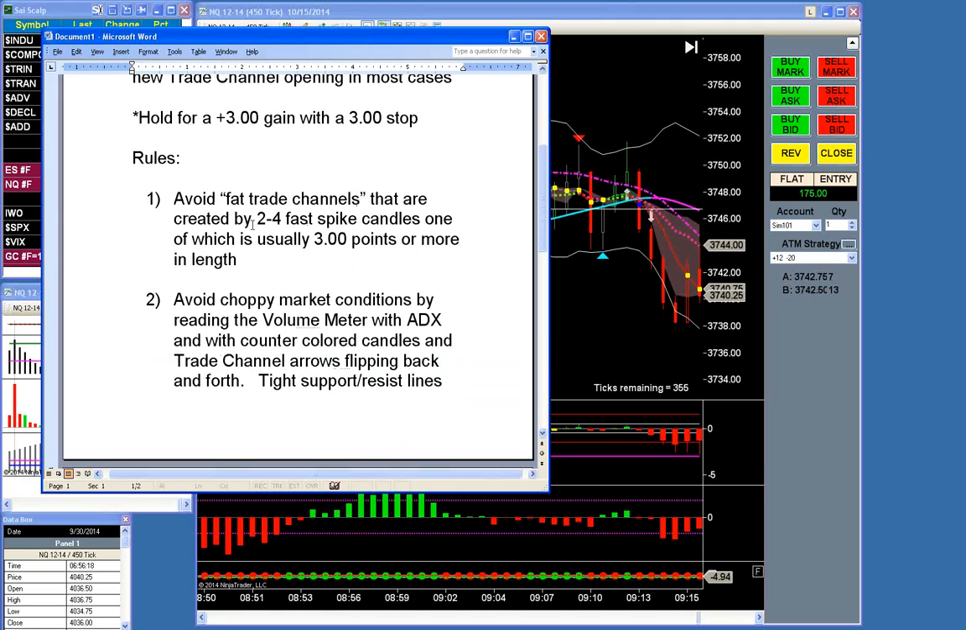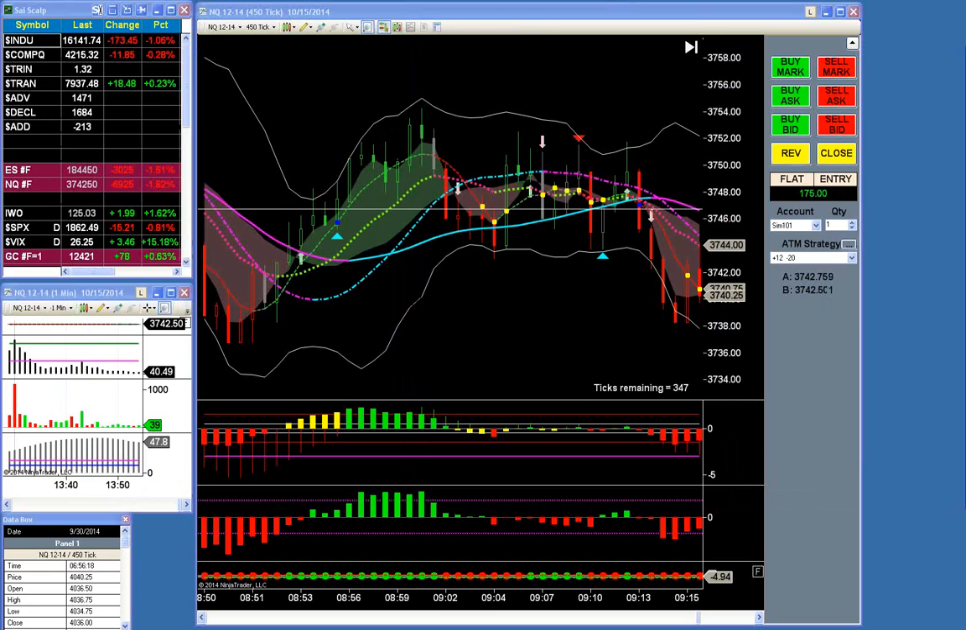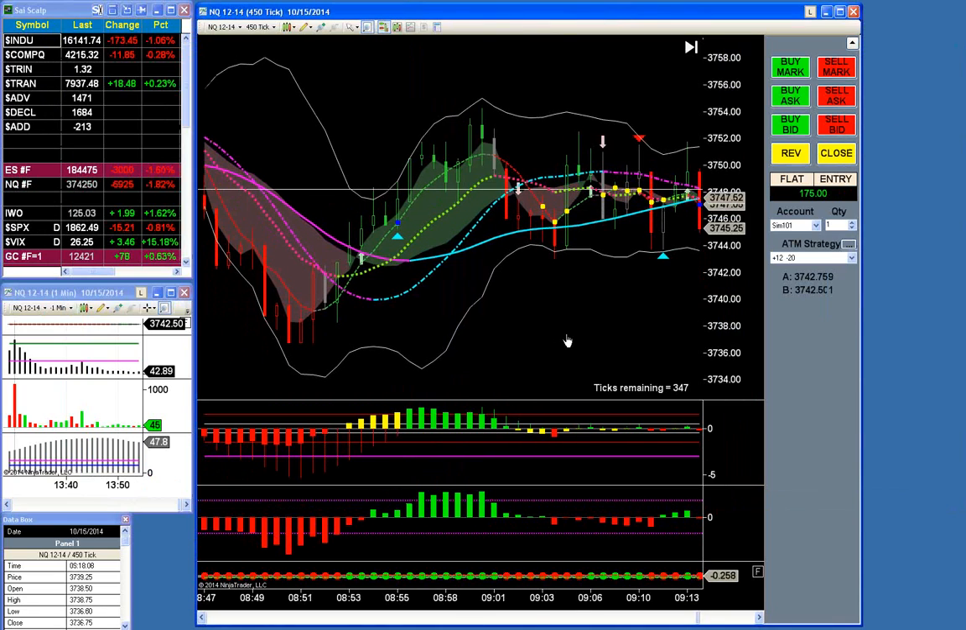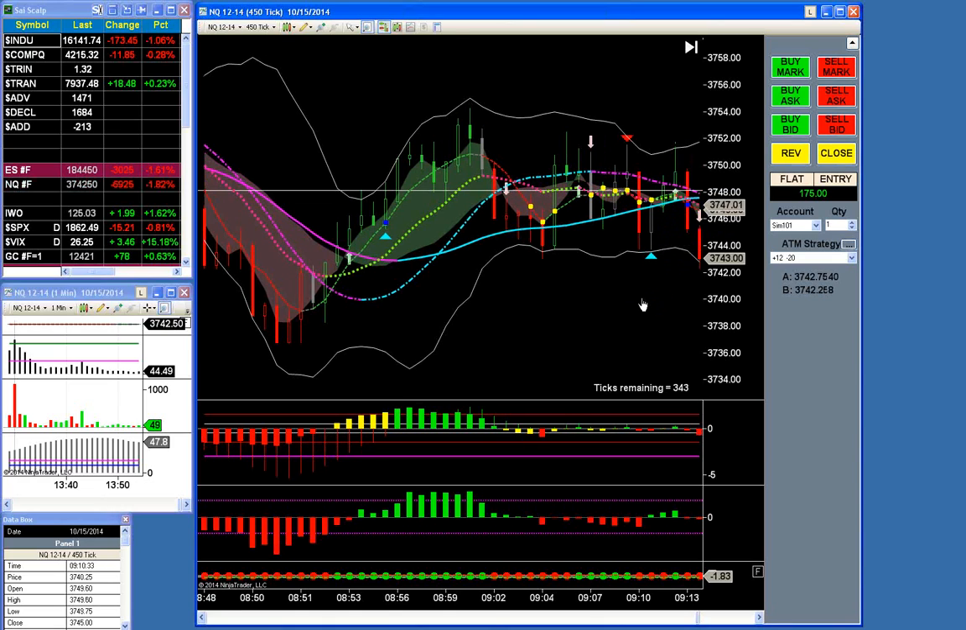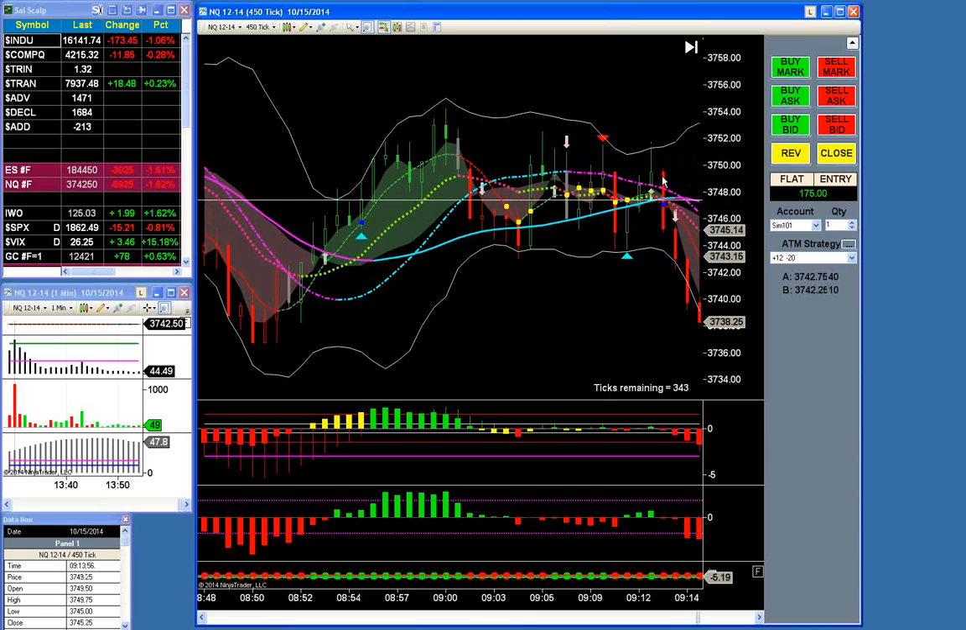Avoid fat trade channels that are created by 2 to 4 fast spike candles, one of which is usually 3 points or more. I do this all the time. The minute I see the prices hovering in a choppy form along here, and a lot of whipsaw, and notice blue dots, yellow dots, trade channel up, trade channel down, flipping, I just ignore it. Now I see 1 spike, 2, 3, I don't want that trade no matter what.